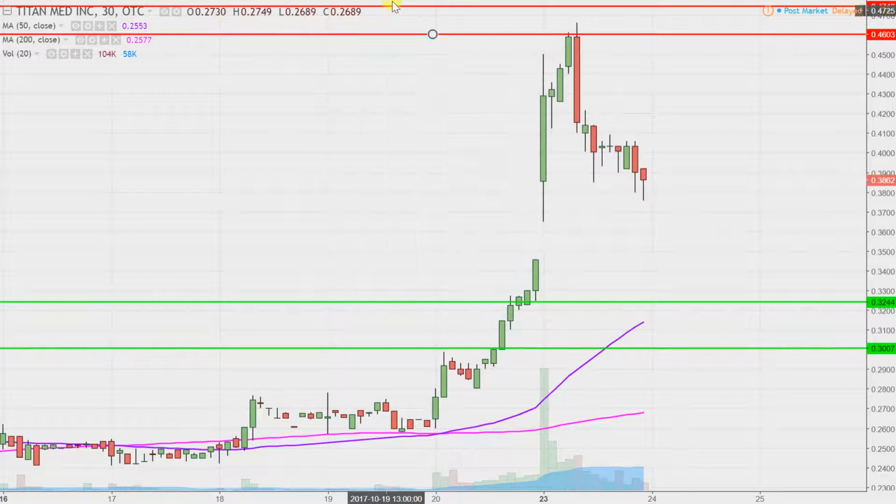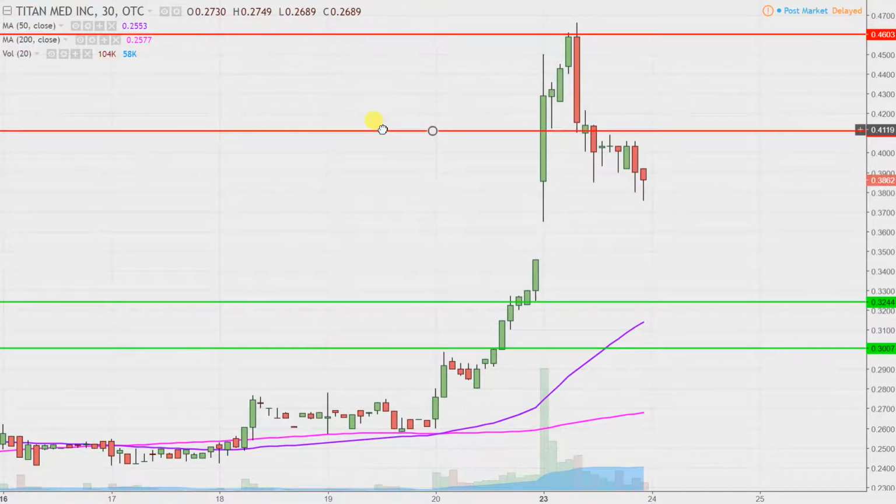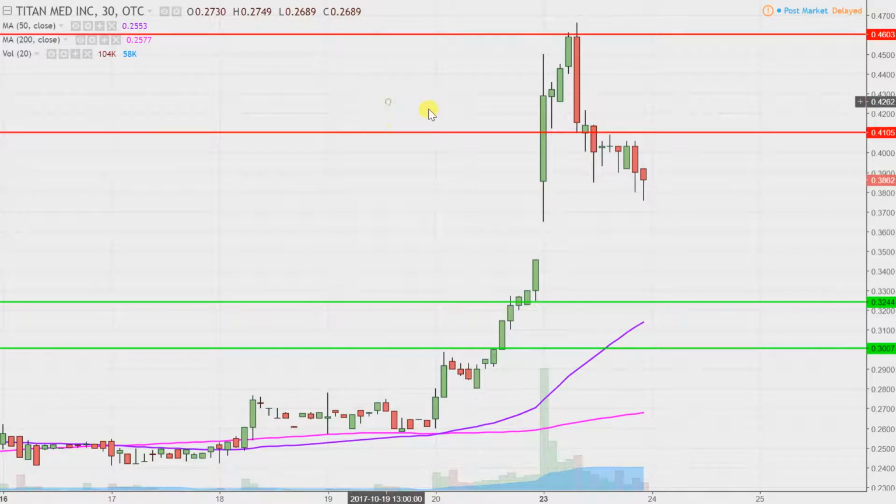But before we start talking about that as resistance, the initial hurdle that really stands out to me that needs to be broken back up above is right here at the 41 cent mark. So yeah, 46 cents is a level of resistance, but there's no point in talking about it until the price can first cross that first hurdle. And again, that hurdle is right there at 41 cents.